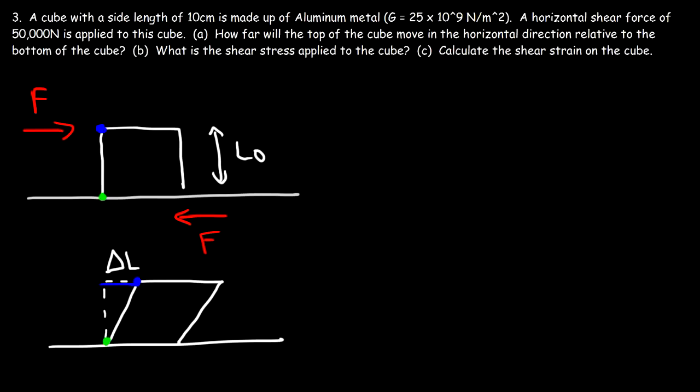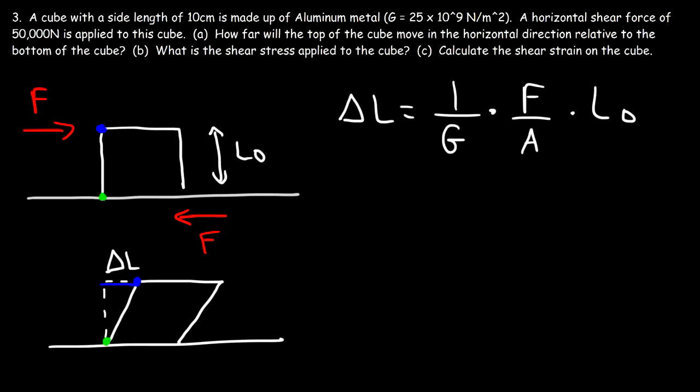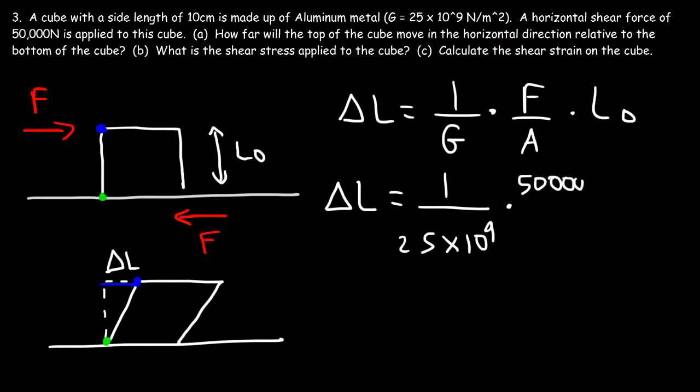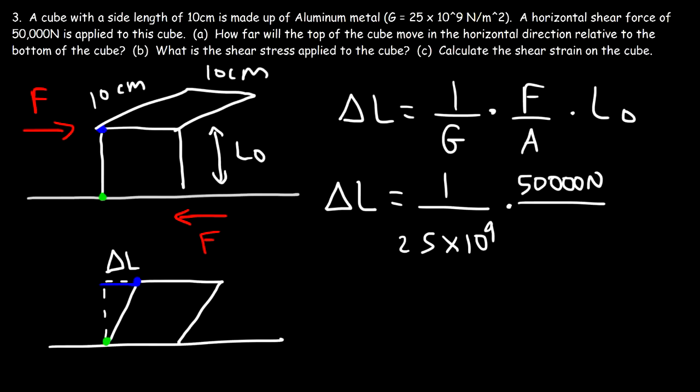So the equation that we need is this one. Delta L is 1 over G, the shear modulus, multiplied by the shear stress, which is force over area, times L0. So G in this example is 25 times 10 to the 9, and the force is 50,000 newtons. Now the area, which is length times width, so we have a length of 10 centimeters and a width of 10 centimeters. So that's 100 square centimeters, but we need it to be in meters.